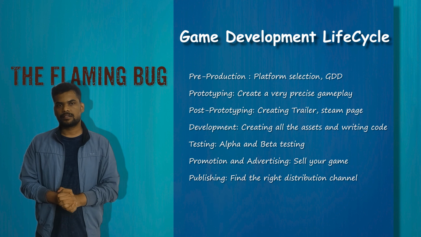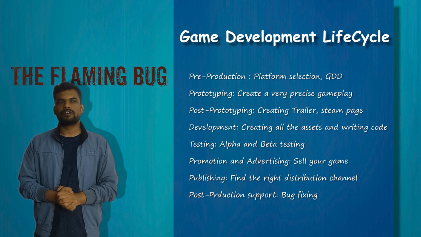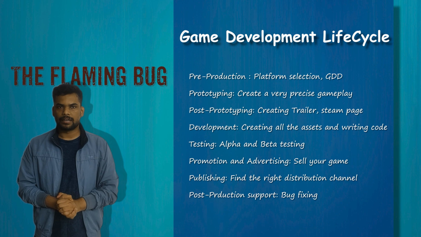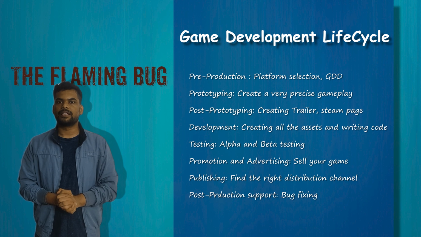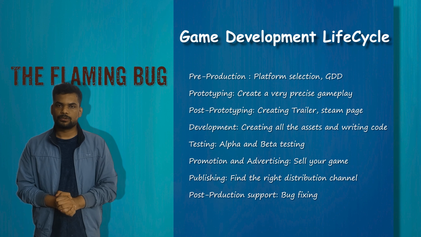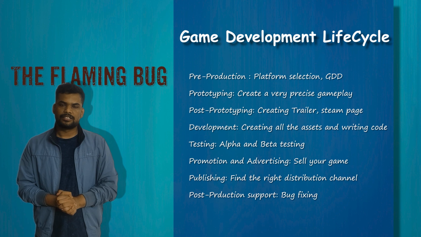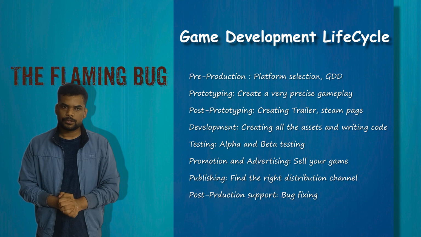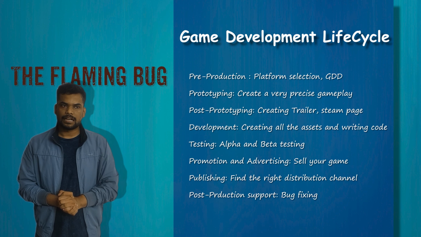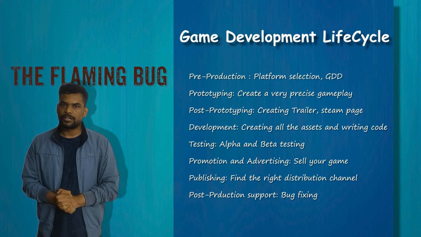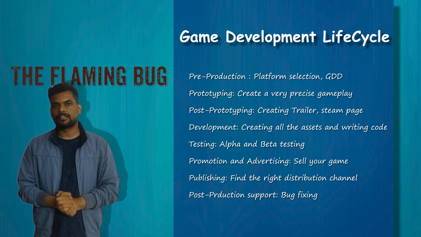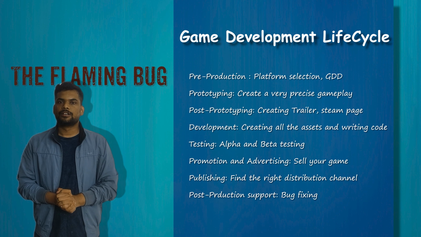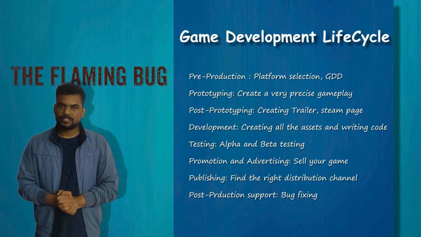Now the last and final step would be the post-production support. Once your game is actually out there in the market and people have started to play your game, there will definitely be some issues or some unforeseen situations where the game might not work as intended. People might complain about certain things. So it's very important that you remain vigilant and you provide excellent post-production support. You fix any issues that users are pointing out, because it will hinder your reputation as a game developer if you are not addressing these issues.